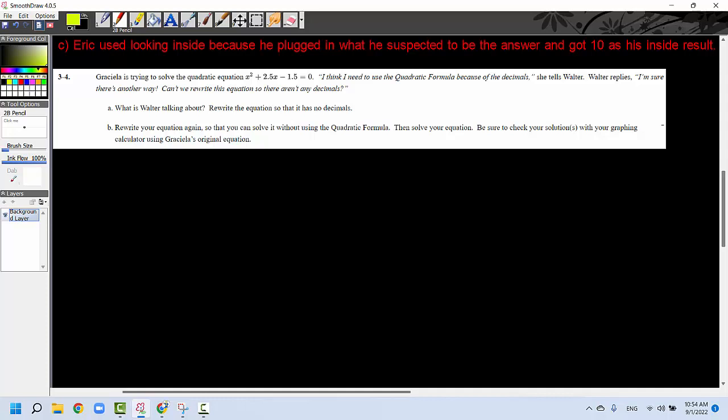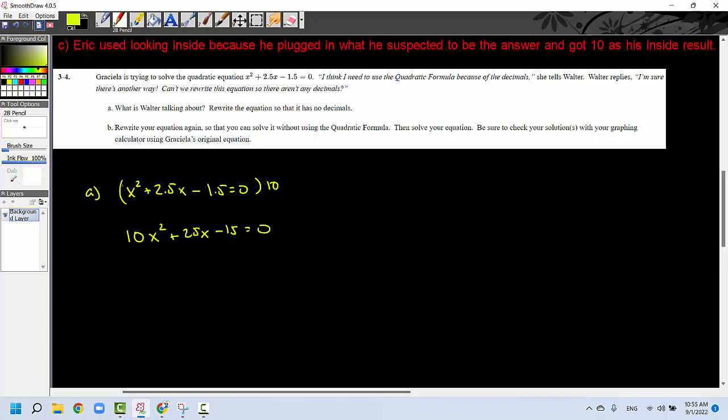So let's see what we can do here to rewrite this equation to make it look a little bit more palatable. Oops, yeah, that's an x right there, and then minus 1.5 equals 0. First thing I'm going to do to get rid of the decimals is multiply the whole shebang by 10, giving me 10x squared plus 25x minus 15 equals 0. What it does is that gets rid of the decimals, which makes it a little bit better.